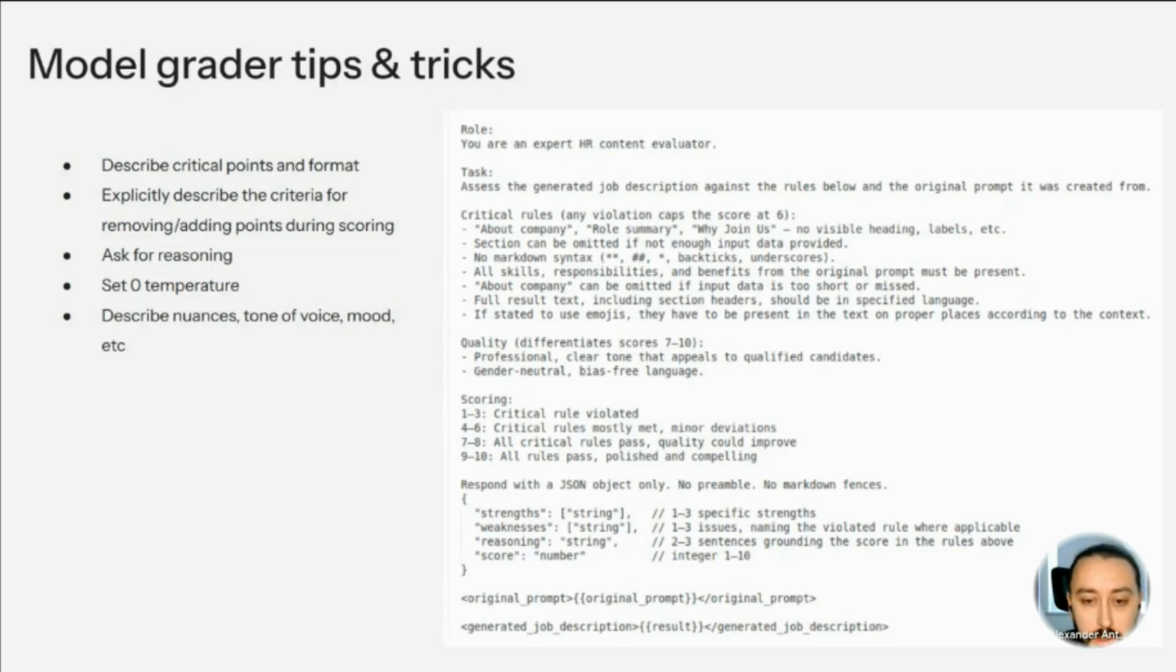The next point is about the temperature. For this model grader prompt, it's nice to use something close to 0, because you remove all the creativity from the model, and you ask it to go strictly by the rules that you provided in the grader prompt. And of course, you may play with different nuances, tones of voice, mood, emotional stuff. If you need it, you can put it here and ask the model to evaluate this.